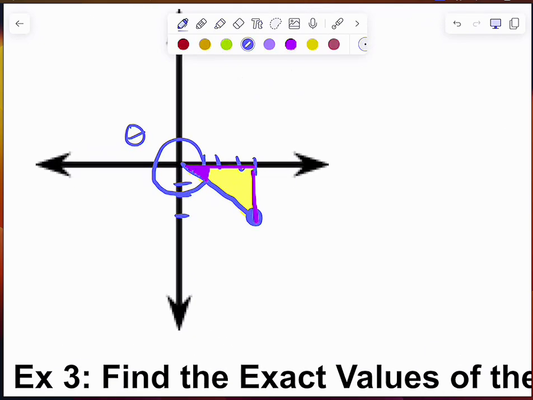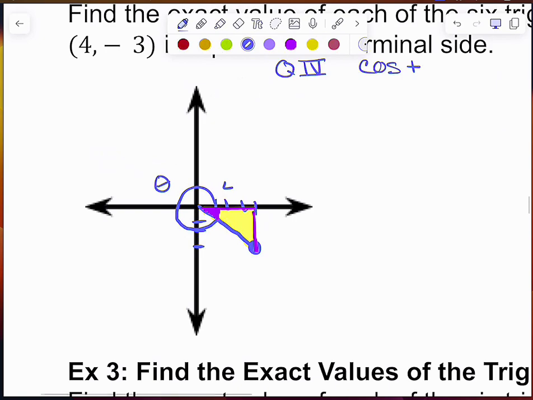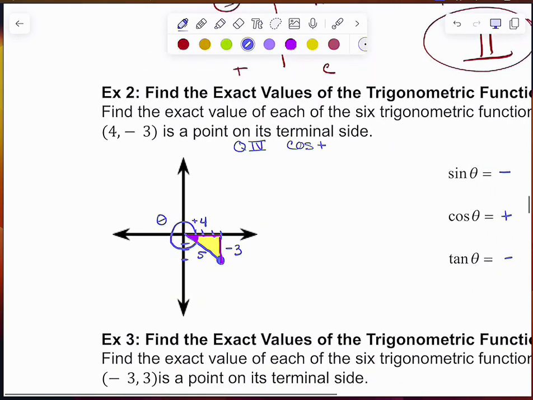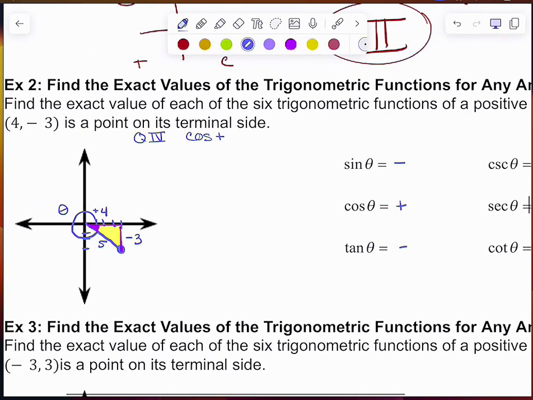And then label what you know. So this was positive 4 on my x-axis, negative 3 along my y-axis. That makes this a 3, 4, 5 right triangle. And now I can fill in my sine, cosine, tangent.